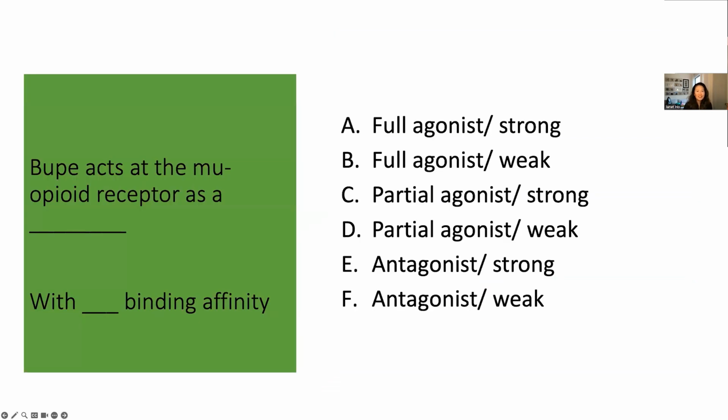Everyone loves a little self-check first thing in the morning, so I'm going to invite you to put this into chat if you want to, or just choose an answer for yourself and see how it matches up. As a review, buprenorphine acts at the mu-opioid receptor. It is either a full agonist, partial agonist, or antagonist with a strong or weak binding affinity. I'll let you think about that for a couple of moments.